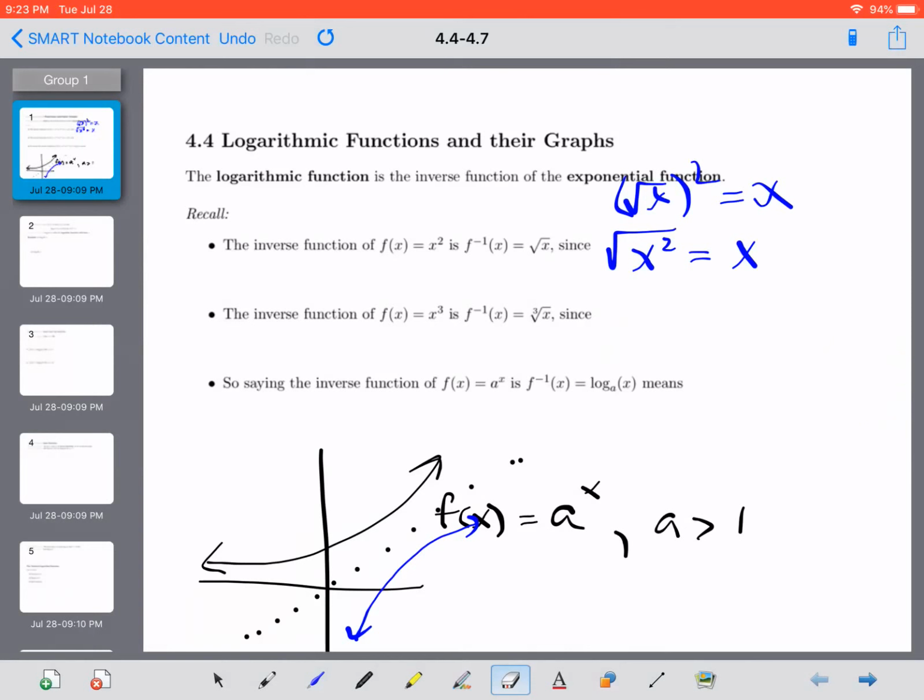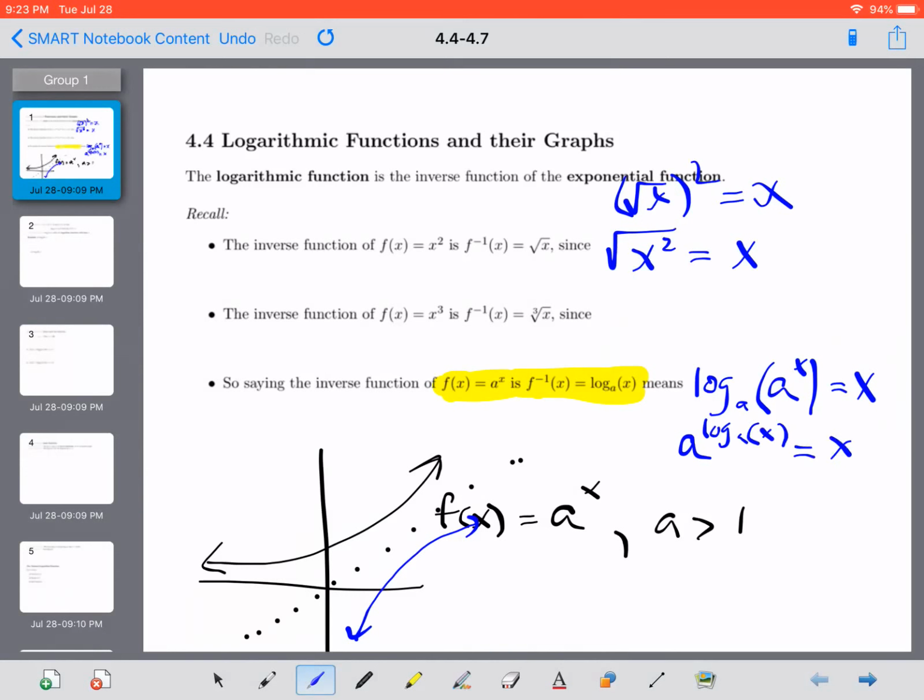Saying that the inverse function of the function a to the x, f inverse of x, is equal to log base a of x means it has to be the case that log base a of a to the x is equal to x, and similarly a raised to the log base a of x equals x. In other words, if you compose these two functions, if you plug one function into the other, they cancel each other out and just leave you with your original x.